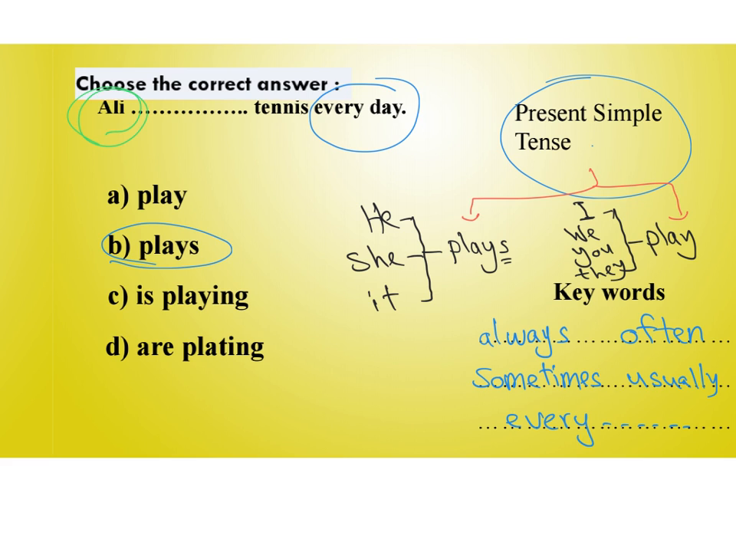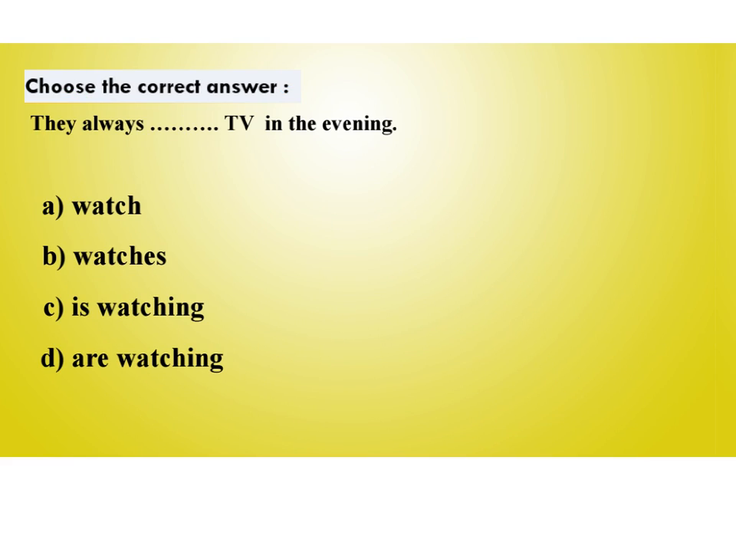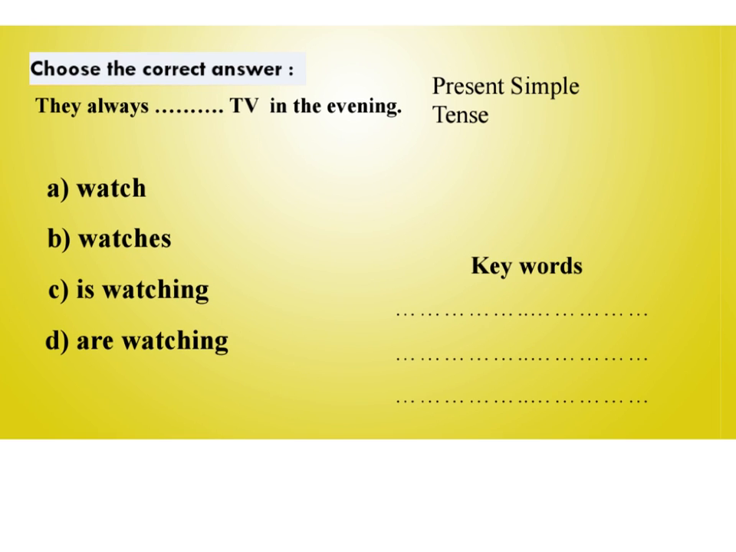Ali. Ali means he. And with he, she, and it, we add s to the verb. So the correct answer is plays. Now stop the video and think of the answer. Now, what do you think the correct answer is?